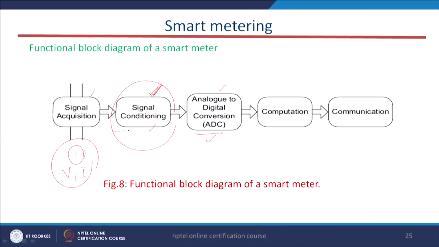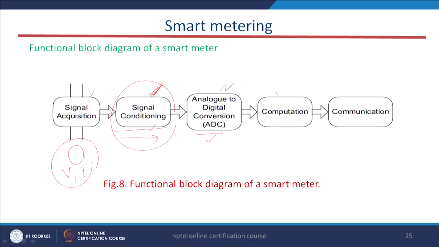Okay, this signal conditioning we will discuss more in the protection or relaying part. For this smart metering part, I will tell you that the signal conditioning block ensures that it allows only the fundamental voltage component to the ADC.